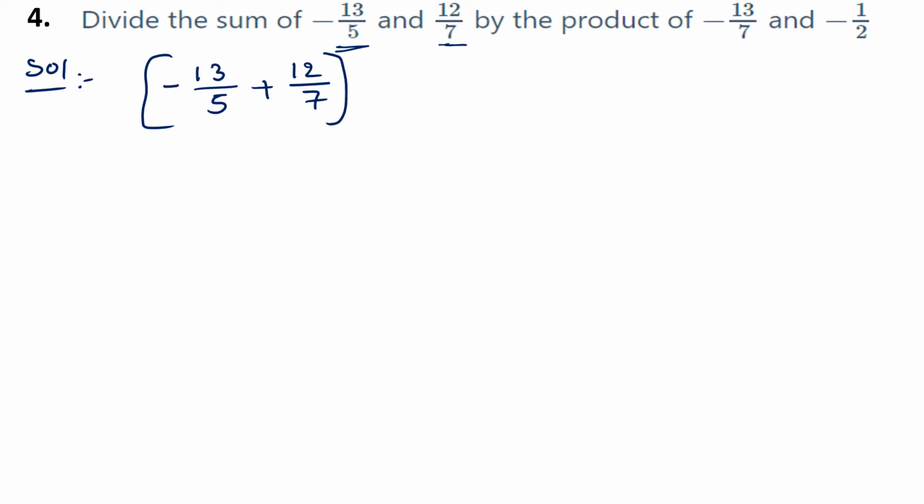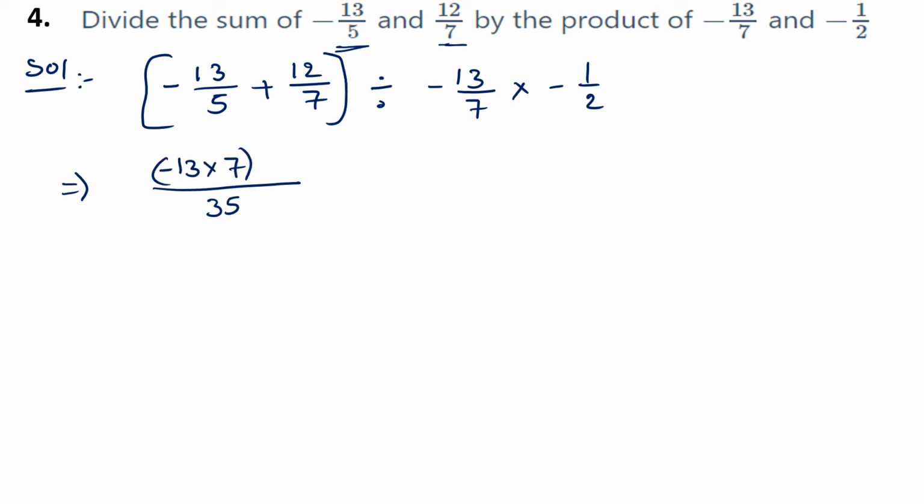Now we should divide that sum by the product of minus 13 by 7 into minus 1 by 2. We should divide by this product, right? So what is the sum of these two numbers? The LCM of 5 and 7 is 35. So 5 sevens are 35. That's why you should multiply the numerator also by 7. So minus 13 into 7 plus.